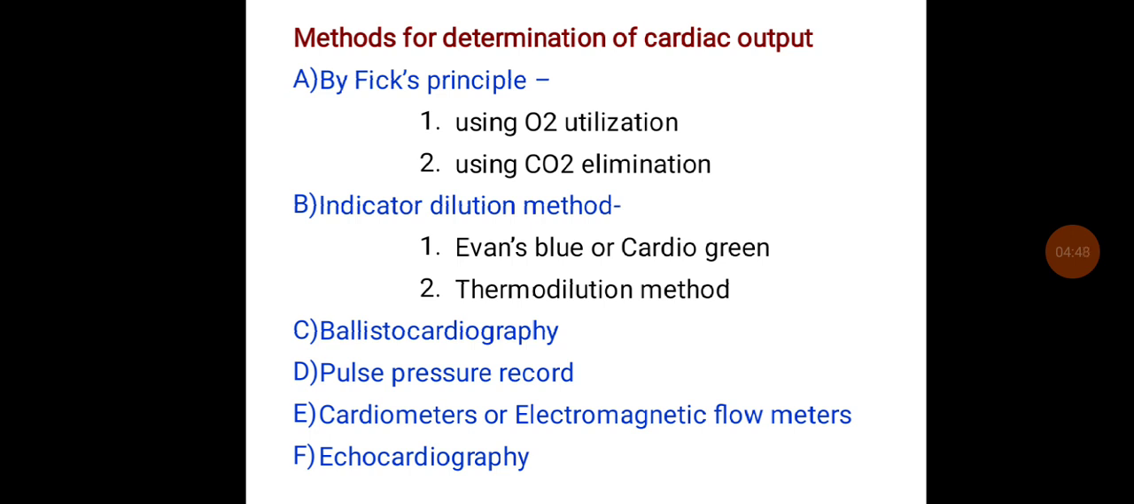The next one is the thermodilution method. Instead of a dye, here the temperature is utilized for the measurement of cardiac output. Then ballistocardiography, pulse pressure record, cardiometers or electromagnetic flow meters, and echocardiography are the other techniques used to determine cardiac output.